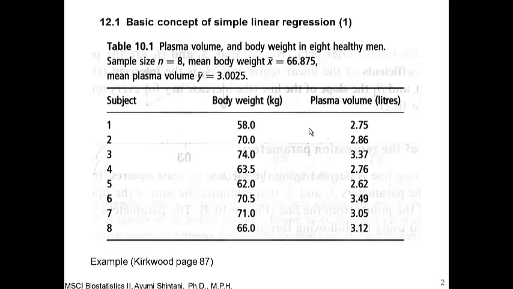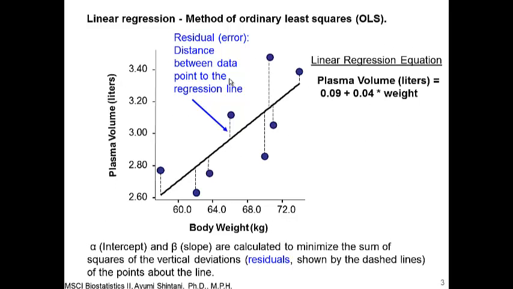So this is today's example. Here we have data on body weight and plasma volume from 8 patients. The mean of the body weight in kilograms is 66.87 and the mean of plasma volume is 3.0. When you have two continuous variables, the typical type of graph you expect is a scatter plot. So you plot the value of y against the value of x, and each data point corresponds to each patient.